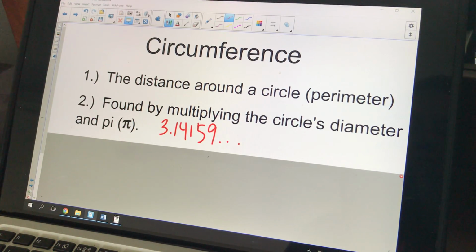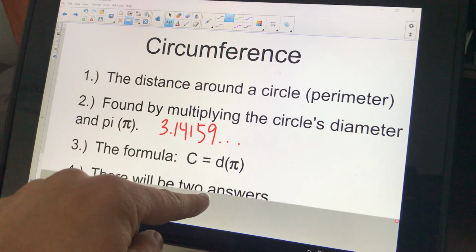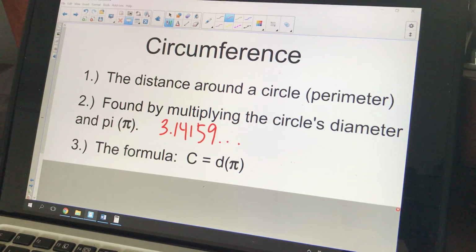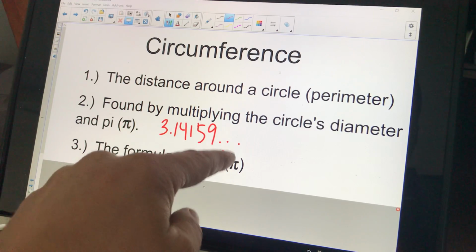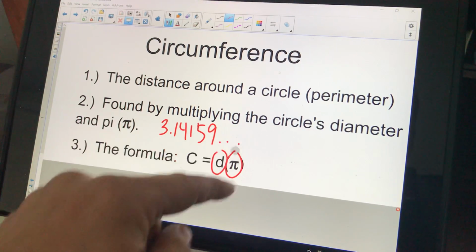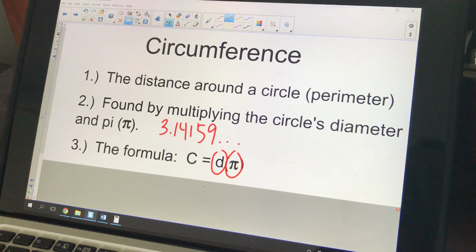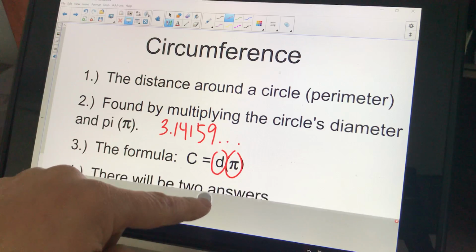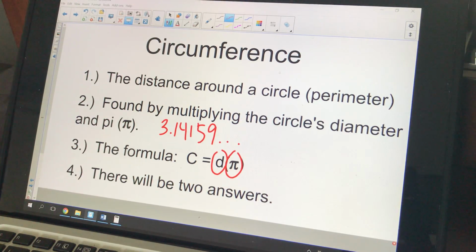We're not going to use 3.14 as our number. We're going to use either pi as a symbol or the pi button on a calculator. I'm going to show you that today. And we have a formula. Whenever we're finding circumference, it's always d, diameter, times pi. If you know the circle's diameter, you're good. If you know the circle's radius, then you need to multiply that by 2 to get the diameter.